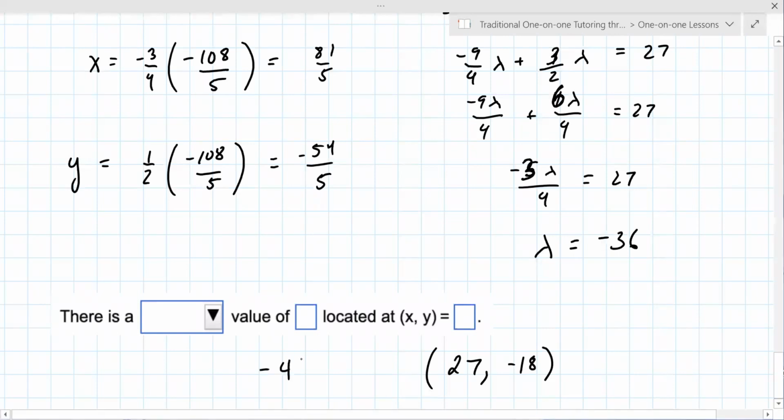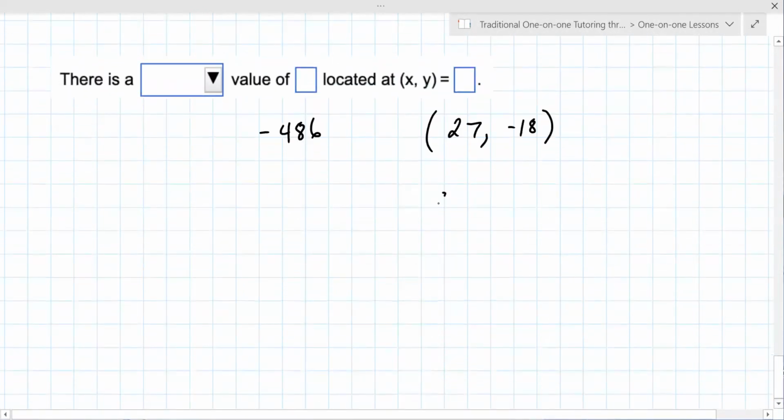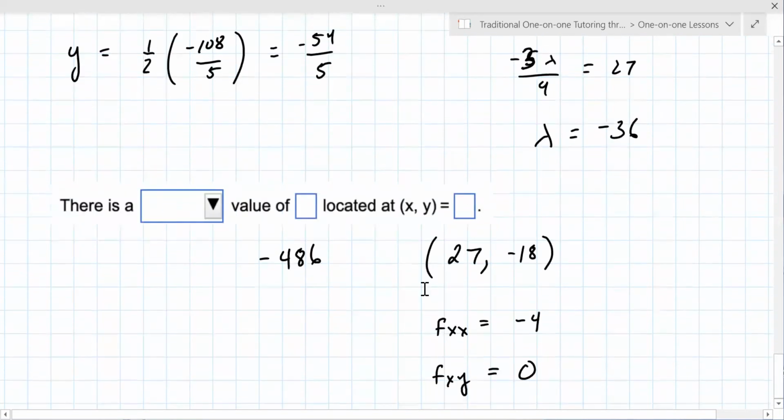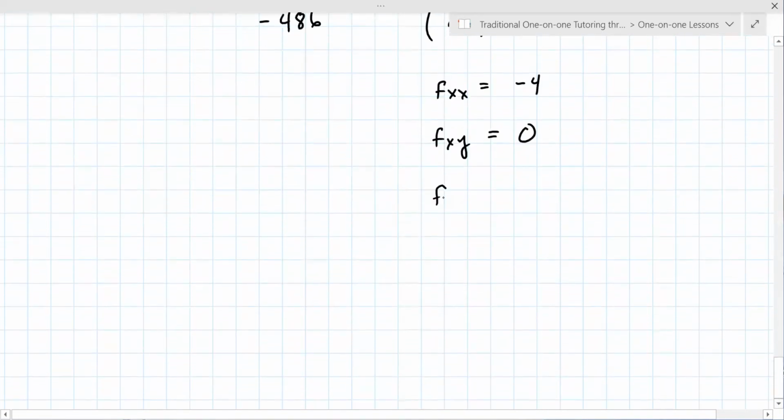So I'm getting minus 486. Negative 486, you said? Yeah. I got that as well. Okay, now to determine the rest of it, we need to find fxx. So that ends up being minus 4. fxy, which I believe is 0. Let me go back and check. Yeah, and then fyy is the second derivative, which is just 6.